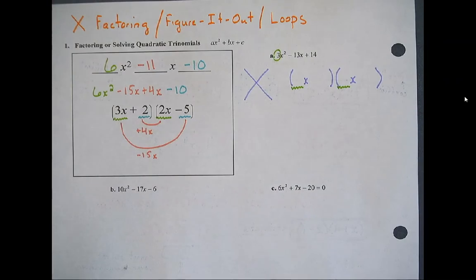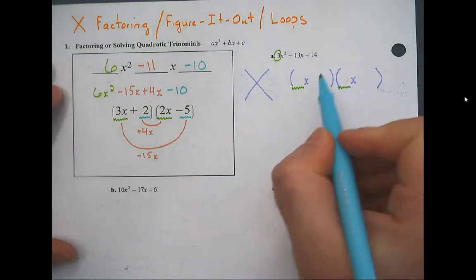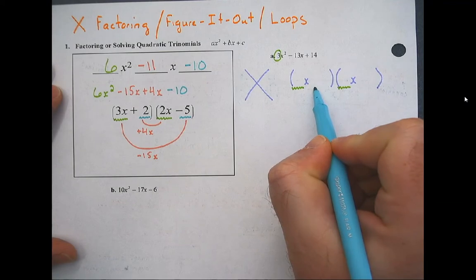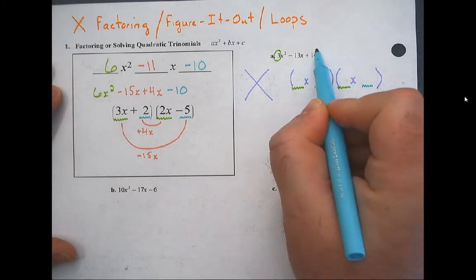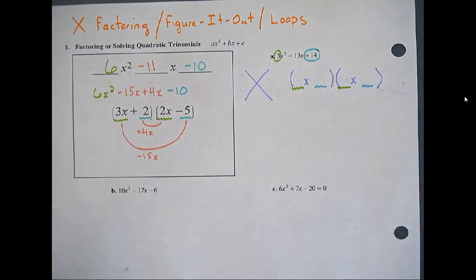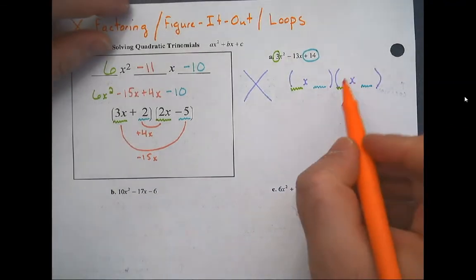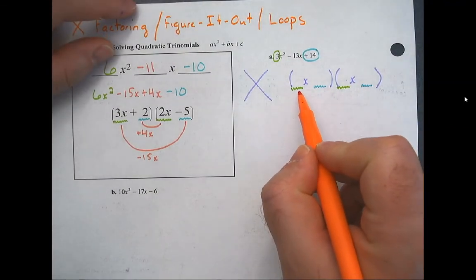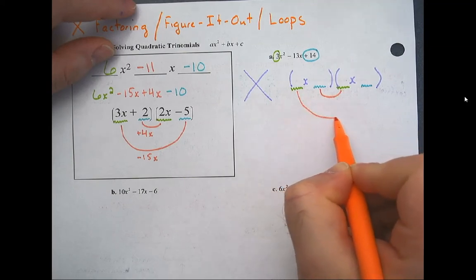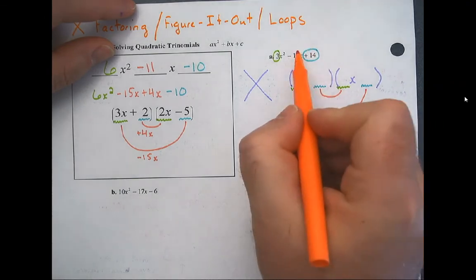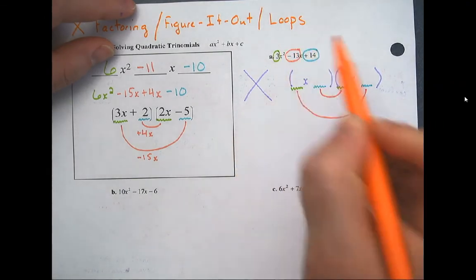I'm going to stick with my colors here. I also know that position 2 times position 4 has to make the positive 14. And then, so what makes the negative 13? That's the trickiness. That's the loops. This times this has to add to that times that to make the negative 13.